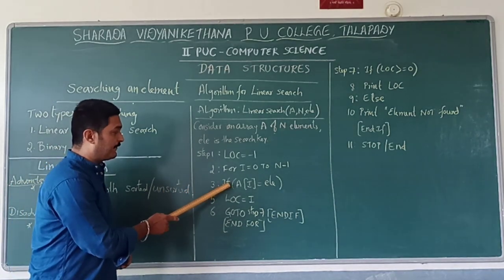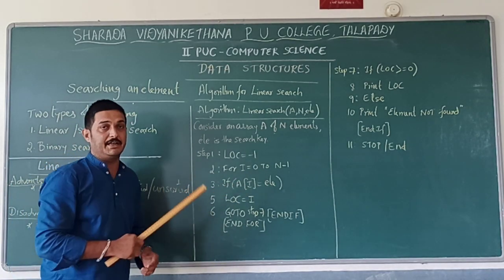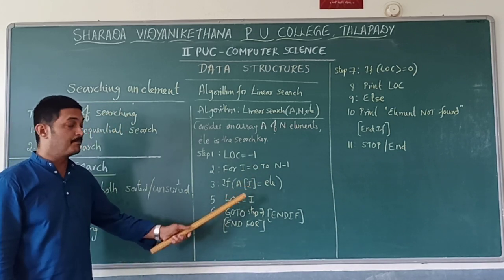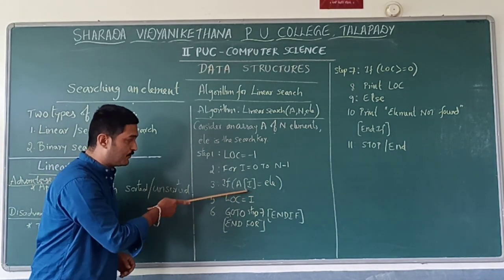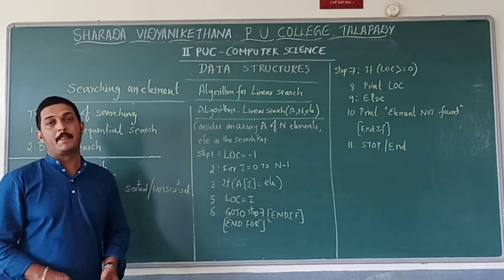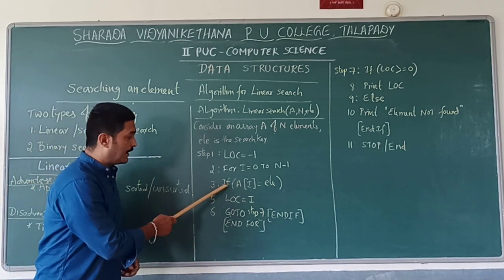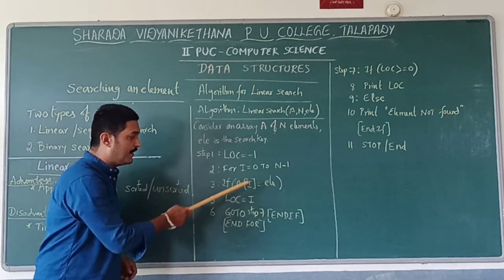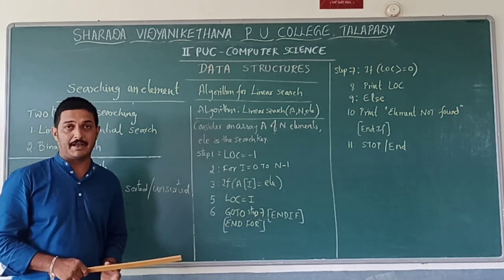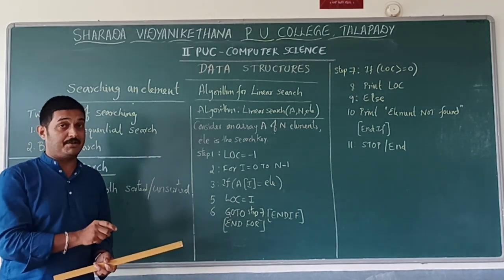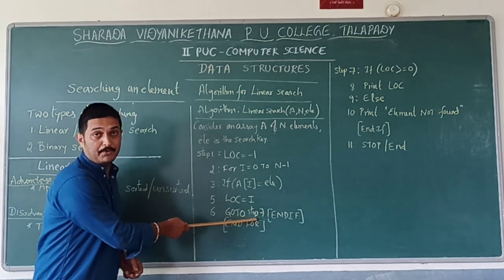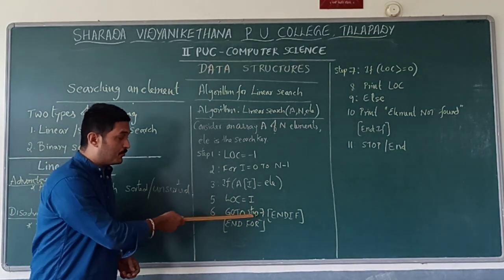The third step is, if A of I equal to ELE, that means the search key is present. If this condition is true, immediately after this statement we have to implement LOC equal to I, where I is the location. So if A of I equal to ELE, LOC equal to I. After getting the particular location, that is, if the search key is present, we should immediately come out of this loop. So here we use go to step number 7.